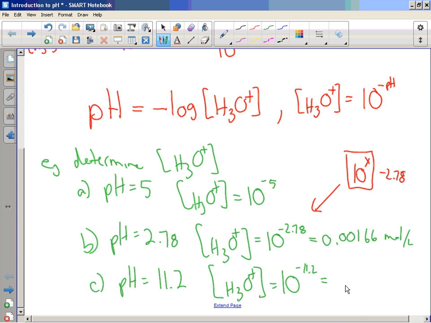Do you have an answer? What do you got? -12 moles per liter. One more digit would have been nice, but it's okay. We can leave it there. All right?